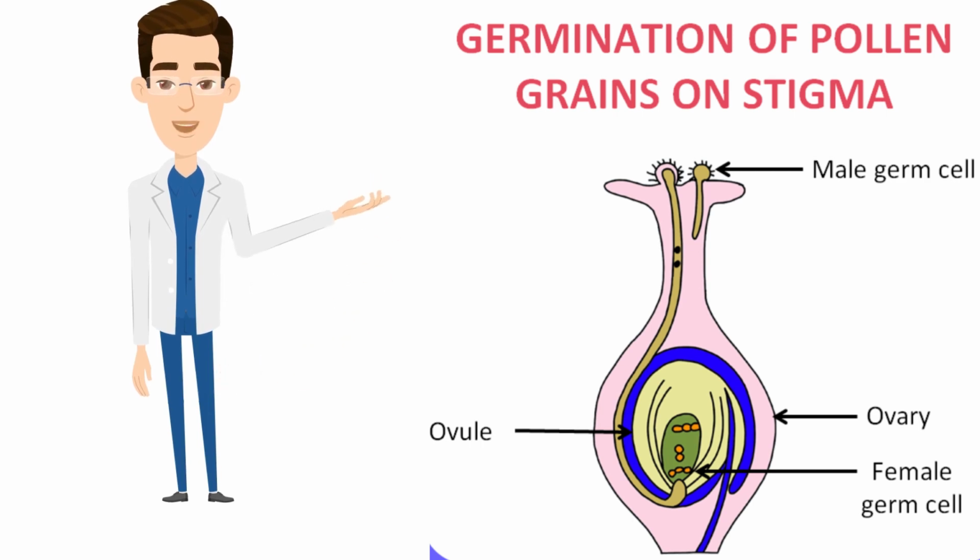An ovule contains the female gamete, the egg cell.